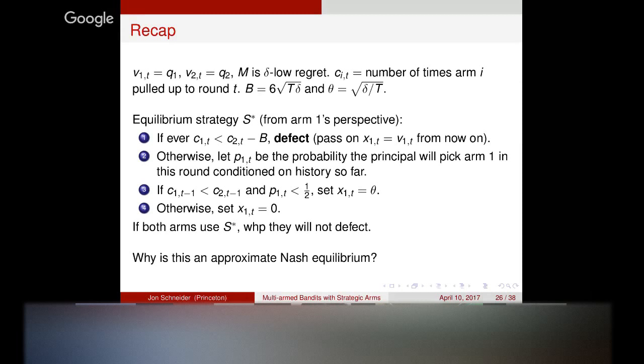So I think this is going back to whether this is a subgame perfect Nash equilibrium or not. Definitely, if they're both playing this, it's still an epsilon approximate Nash equilibrium, just because this won't happen with probability. We'll talk about this in a second, but if someone purposely causes a defect, they can't get much more; they'll probably get much less than if they just follow S star. Basically, to argue that this is an approximate Nash equilibrium, you need to argue that if arm 2 is following S star, then arm 1 can't deviate to some strategy S and get more than little o of T.